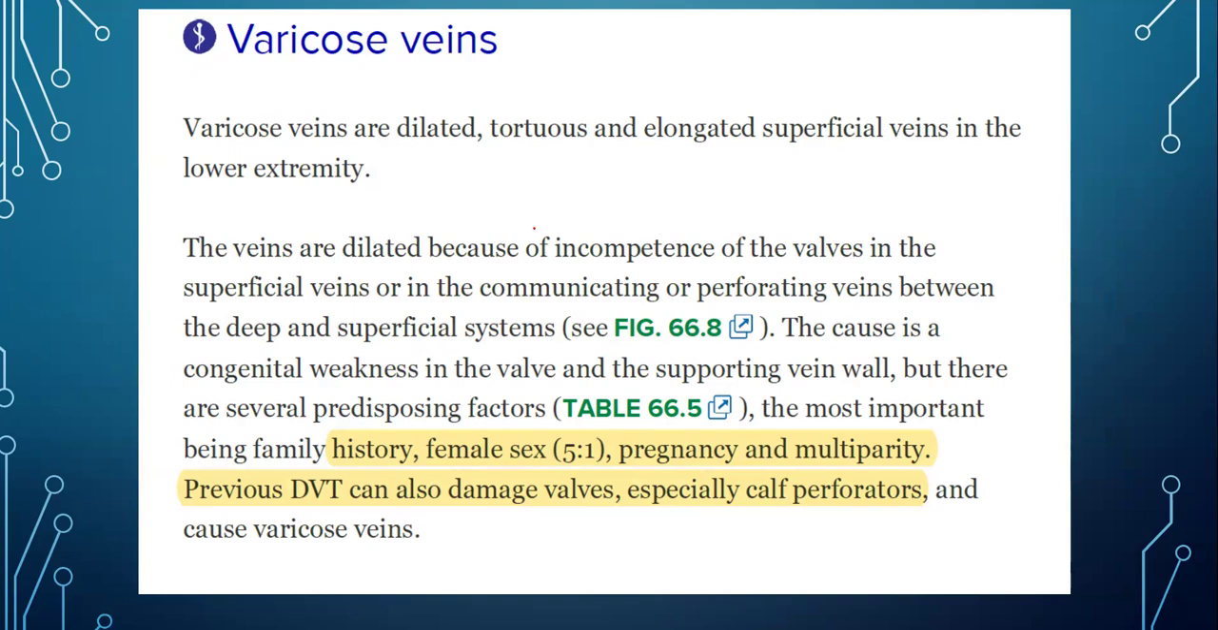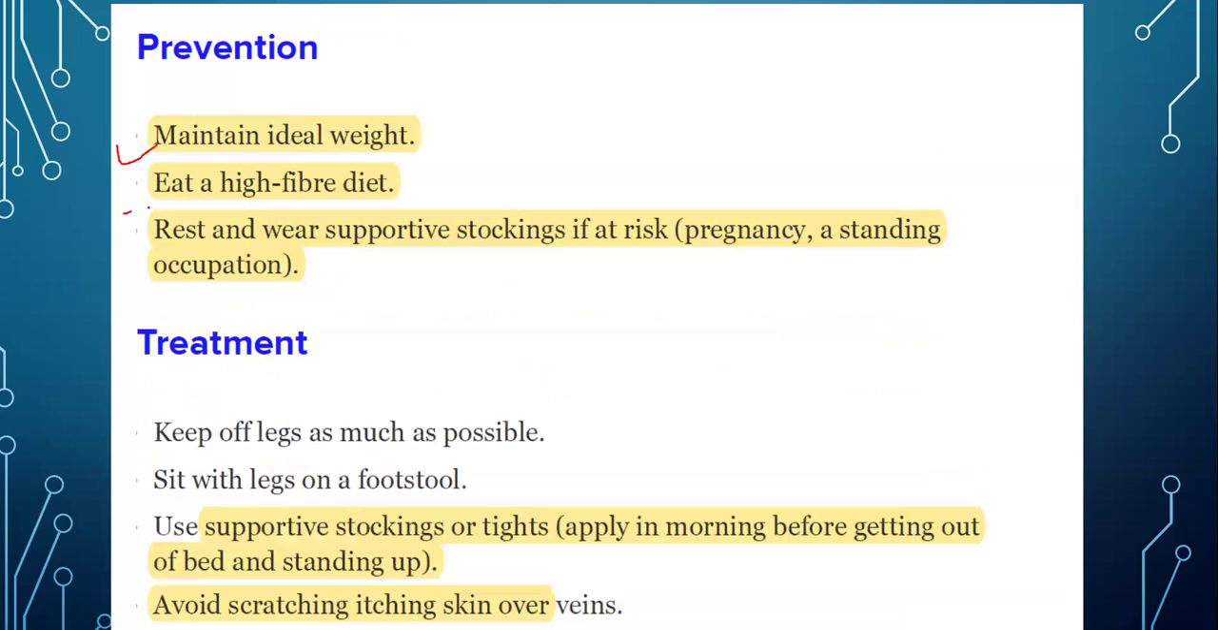So that's all about vascular occlusion. Moving on to varicose vein. So all of you know about varicose vein. Those are dilated, tortuous superficial veins in the lower leg. Common in female patients who are pregnant or multiparous. So those are the common patients. Prevention is to maintain ideal body weight.